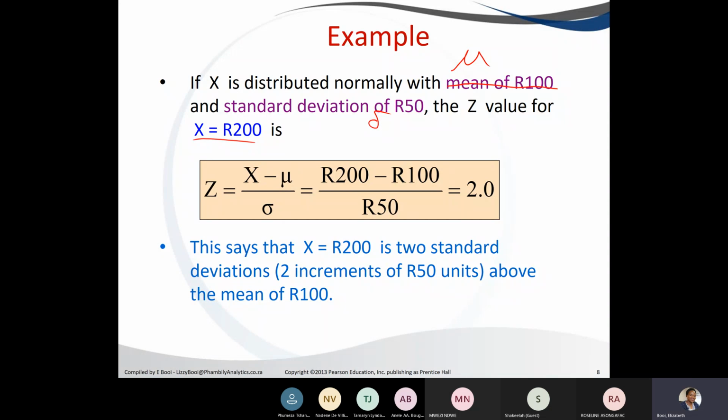If we have to interpret it, but it's not required for you to interpret the values as well, it says that when X is equal to 200, it shows that there is a 2 standard deviation above the mean of 100. And that's how you interpret this. It gives you just that differentiation.